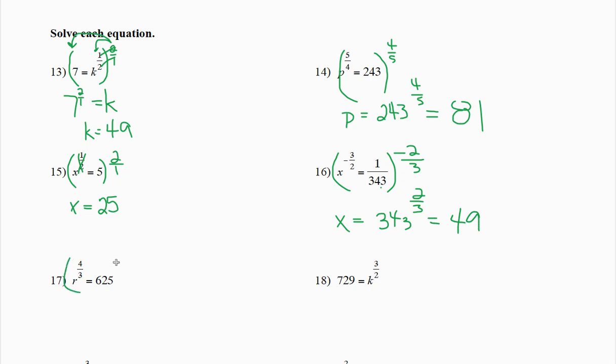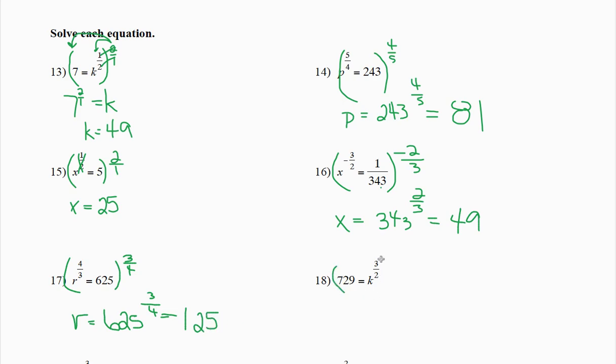Okay, same thing. 3/4. That leaves me with r is equal to 625 to the 3/4. And I can tell you that the 4th root of 625 is 5, and then cubed is going to be 125.